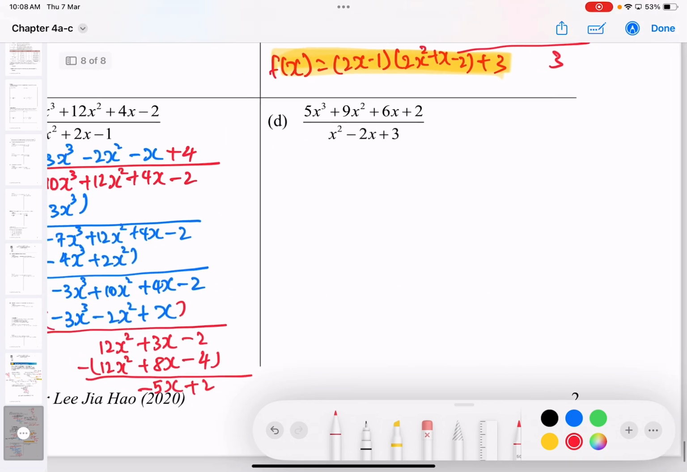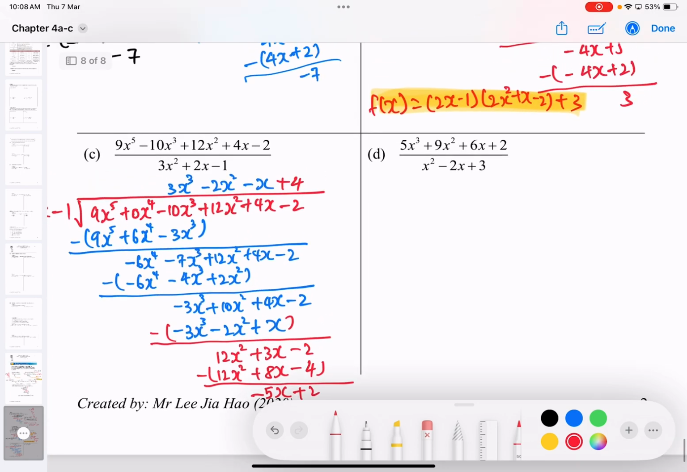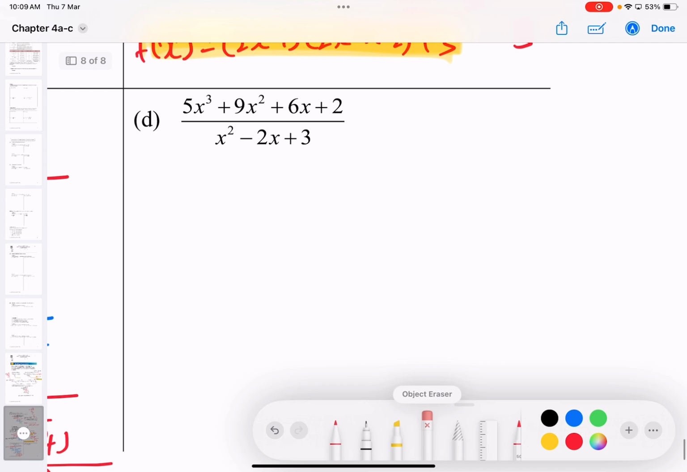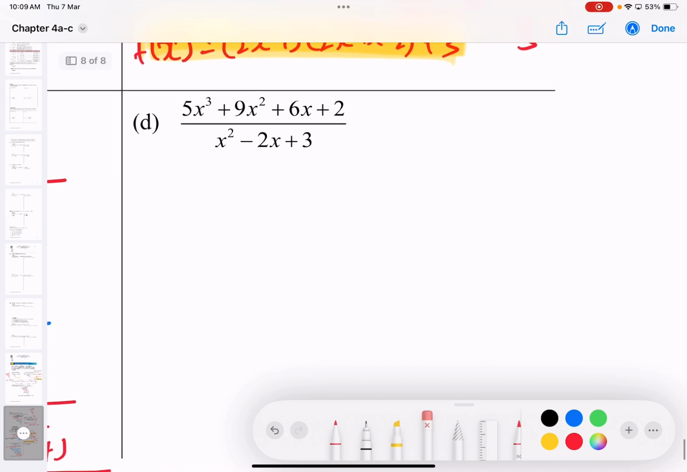The last one? How's the last one long? Okay, can I give you guys 1 more minute to finish up D, and then I'll go through D together with you, alright?